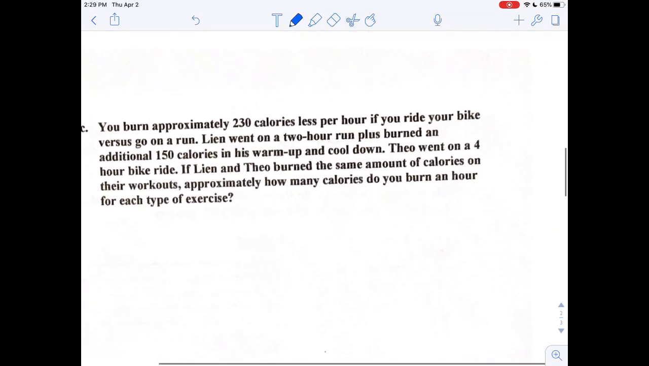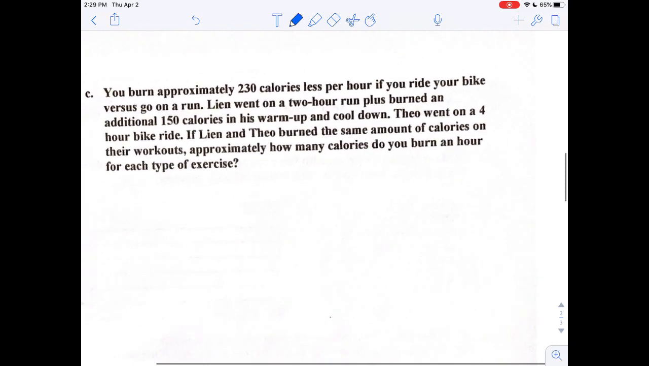So now on that last one, we're going to do this one together. If I burn approximately 230 calories less per hour if I ride a bike versus if I go on a run, and Leon went on a 2-hour run plus burned an additional 150 calories in his warm-up and cool down, Theo went on an hour bike ride. If Leon and Theo burn the same amount of calories on their workout, approximately how many calories do they burn an hour for each type of exercise?